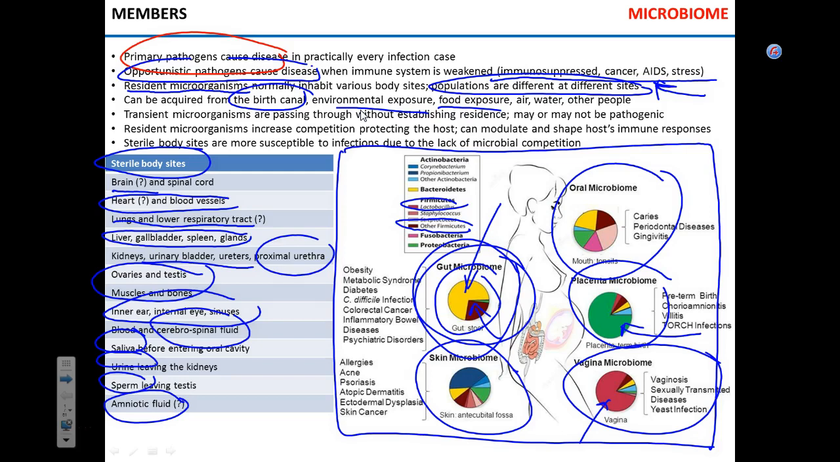So if you were to survey all of us, you would find practically the same taxa on the skin and in the gut. Okay?